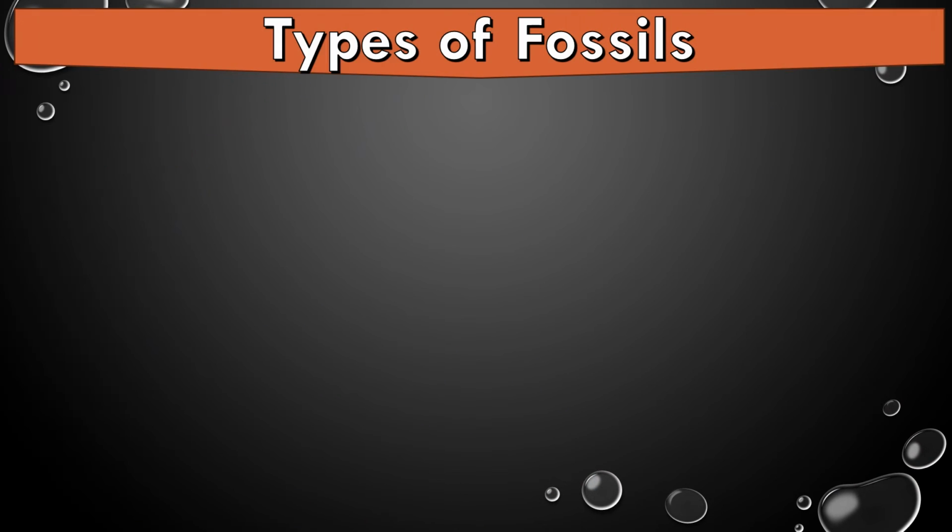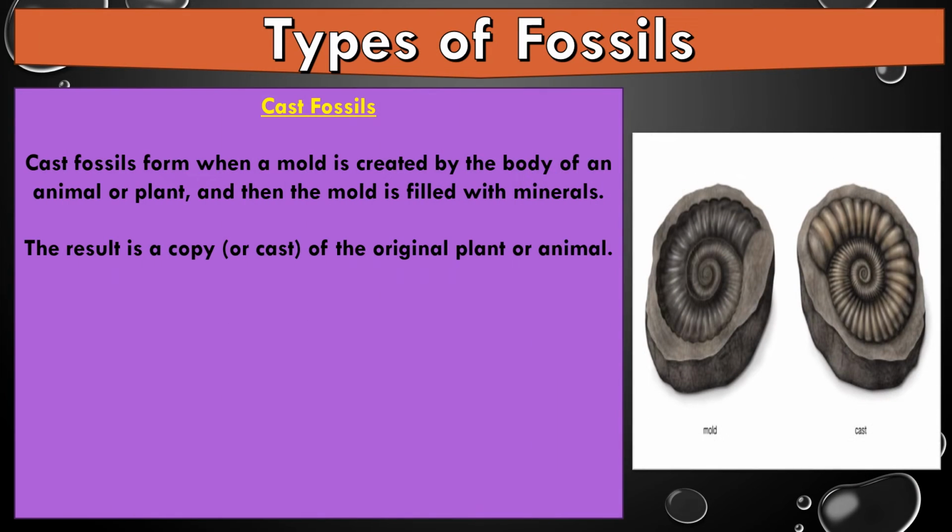Cast fossils. Cast fossils form when a mold is created by the body of an animal or plant, and then the mold is filled with minerals. The result is a copy, or cast, of the original plant or animal.